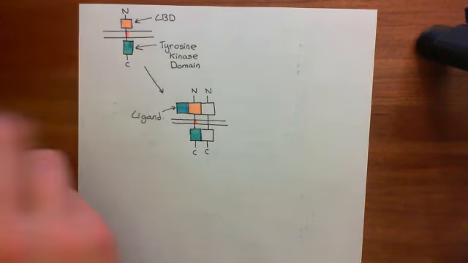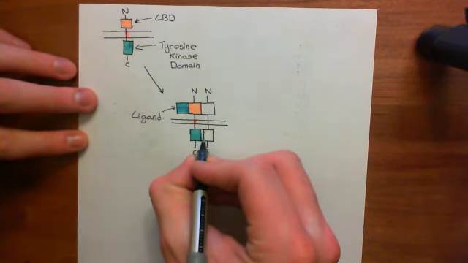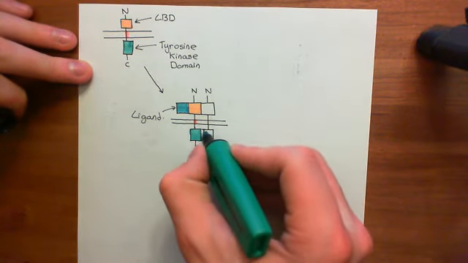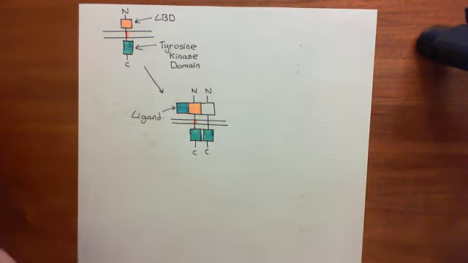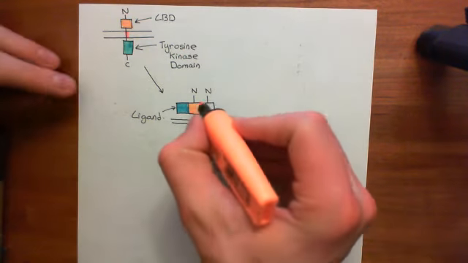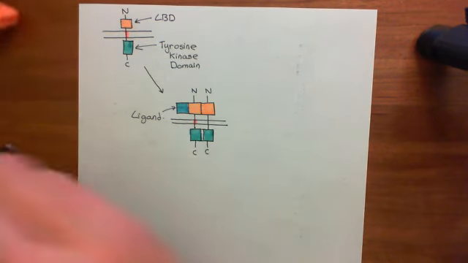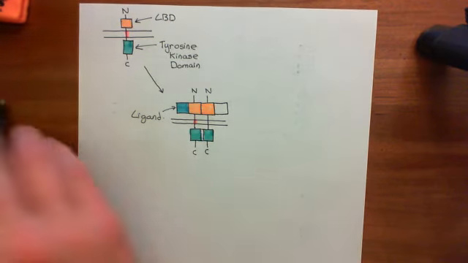Okay, and I shouldn't have drawn the two tyrosine kinases joined together like that. That's misleading. They don't join together. It's the extracellular portion that binds together like this. So here are the two tyrosine kinase domains separated, but the ligand binding domains have now bound together. And that second receptor tyrosine kinase should have a ligand bound to it as well.